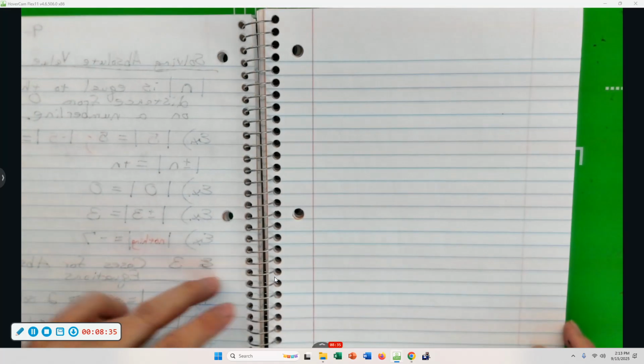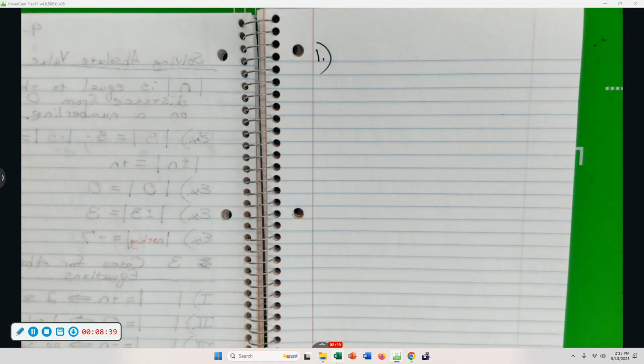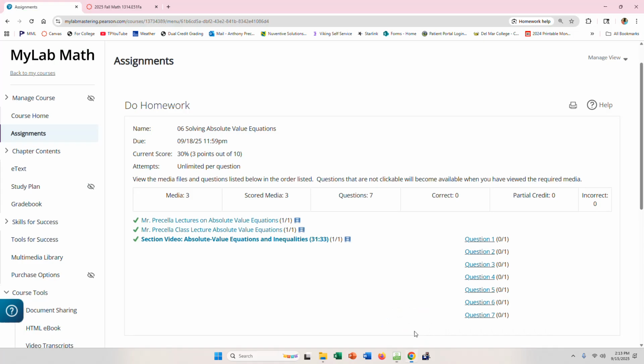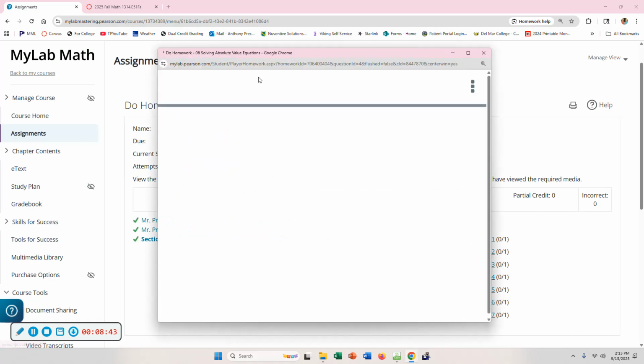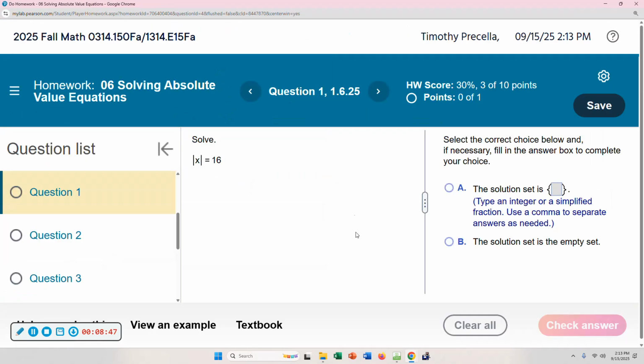And this is number 1. Let me write this down. We have the absolute value of x. The absolute value of x is equal to 16. The instructions just say solve the equation.